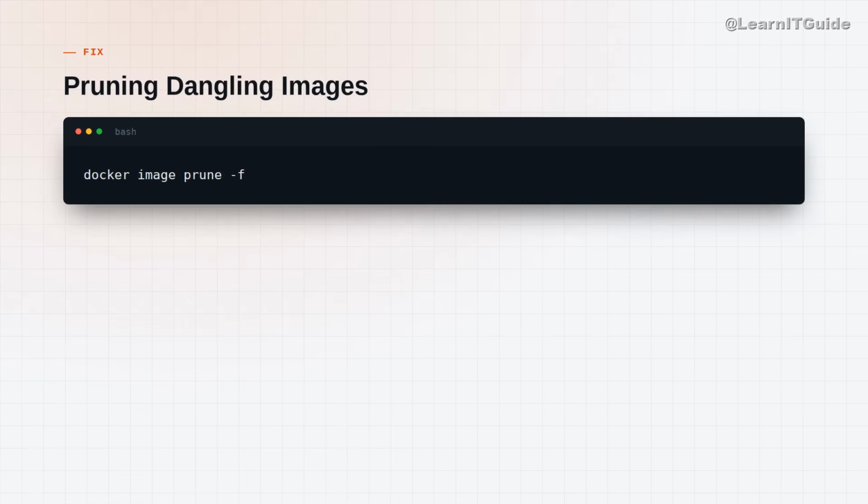To fix this, use the image prune command with the -f flag for force. This instantly removes all images that are not associated with a container. It is safe to run because these images are by definition unreachable. On a healthy server, this should be part of your weekly maintenance script.